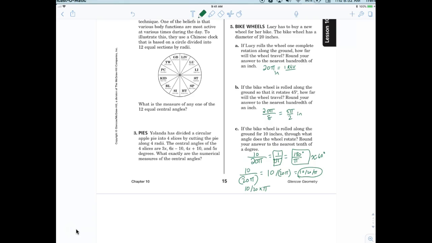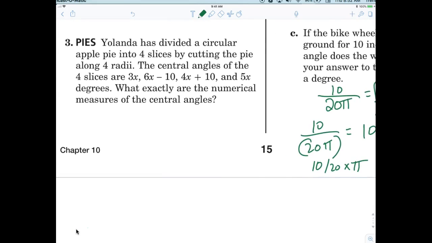All right. Let's check out number 3. Yolanda has divided a circular apple pie into 4 slices by cutting the pie along 4 radii. The central angles are given. What exactly are the numerical measures? So the angles add up to what? 360. So 3 plus 6 plus 4 plus 9, 18x equals 360. That's just mental math. X equals what? 20. So yeah, we got it. We're used to them.